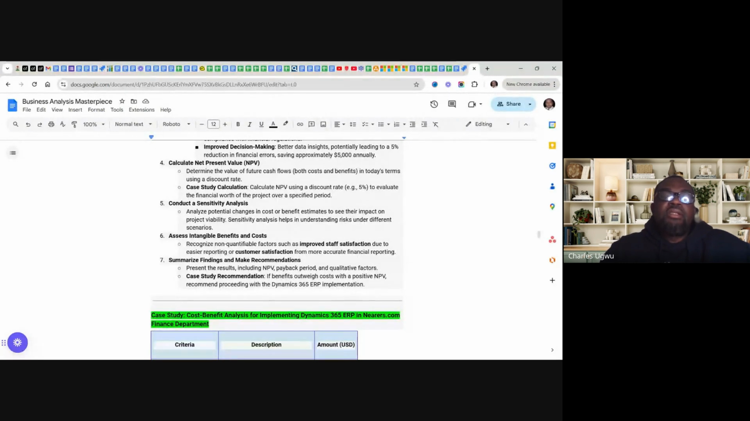So the next thing is to conduct sensitivity analysis: analyze potential changes in cost or benefit estimates to see their impact on project viability. Sensitivity analysis helps in understanding risks under different scenarios. In my own case, I don't do all these things. All I do is get the net value to present to the stakeholders.